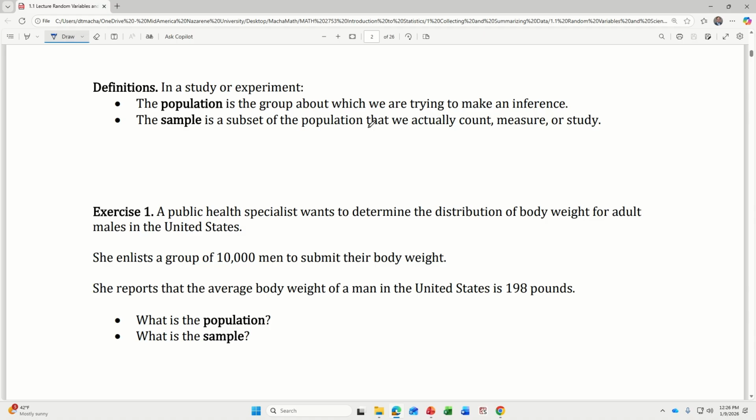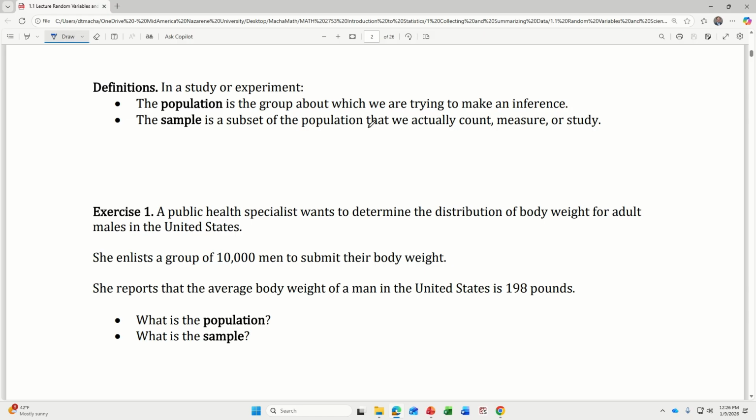Today is all about vocabulary words, so I'm going to present a lot of definitions to you. It might get a little bit tedious, but 2 more definitions. A population is a group about which we're trying to make an inference. A sample is just a subset of the population where we take measurements.